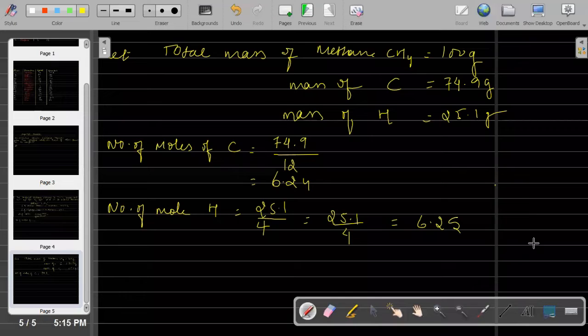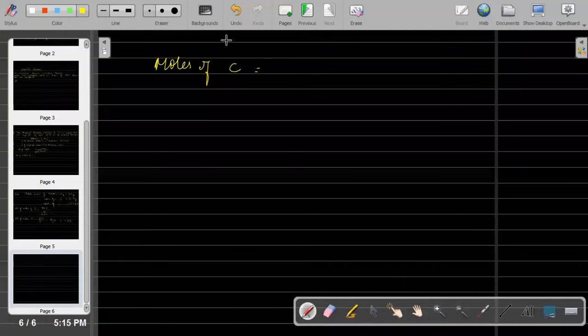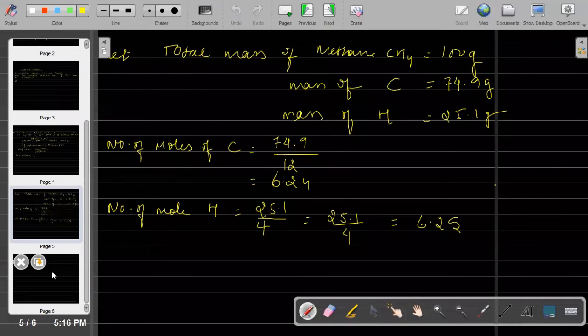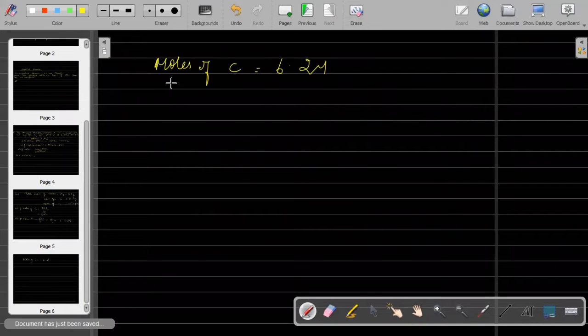So you just multiply the 25.1 by 4. This is the mass, and this is the moles. Now we get the simplest whole number ratio. The moles of carbon is 6.24. And what is the moles of hydrogen? It's 6.25. Okay. Both atoms have about the same moles, right?